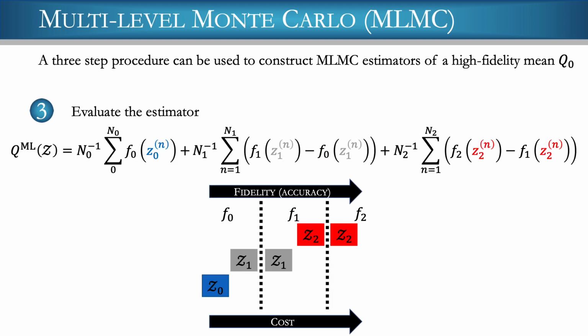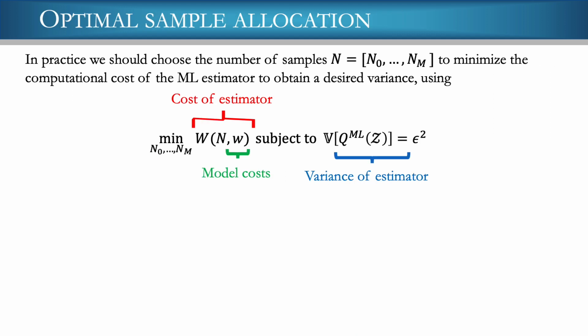Finally, in step 3, we use the model values we generated to estimate the mean of the high fidelity model by constructing the estimator shown on the slide. The colors here show where each of the independent sample sets that we introduced earlier are used in the telescoping sum. ML estimators are designed to reduce the computational cost of computing the mean of a high fidelity model.